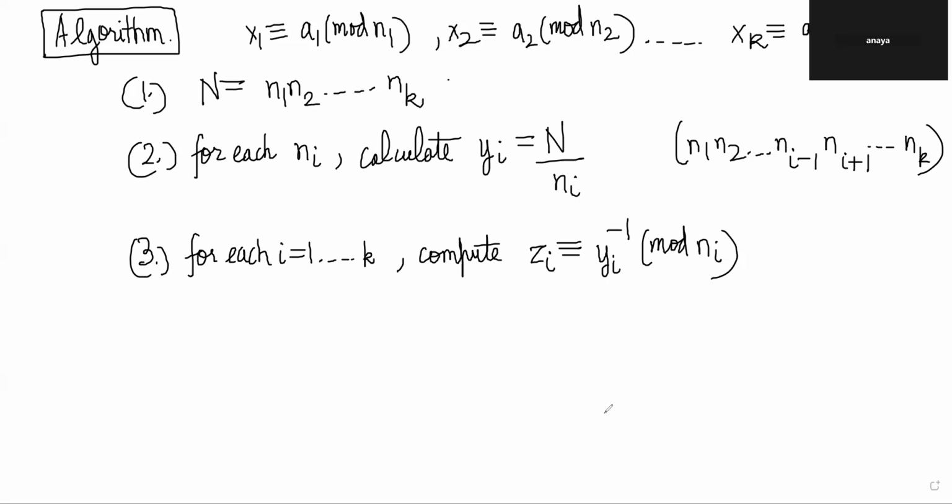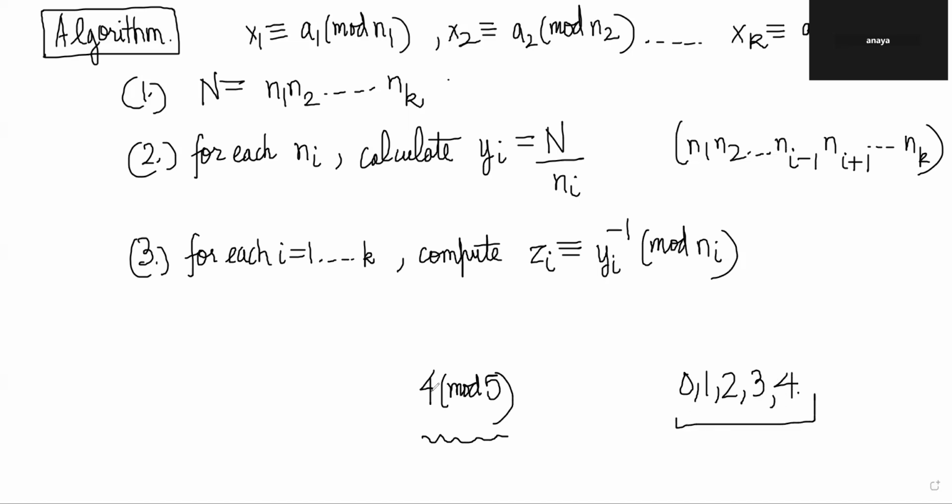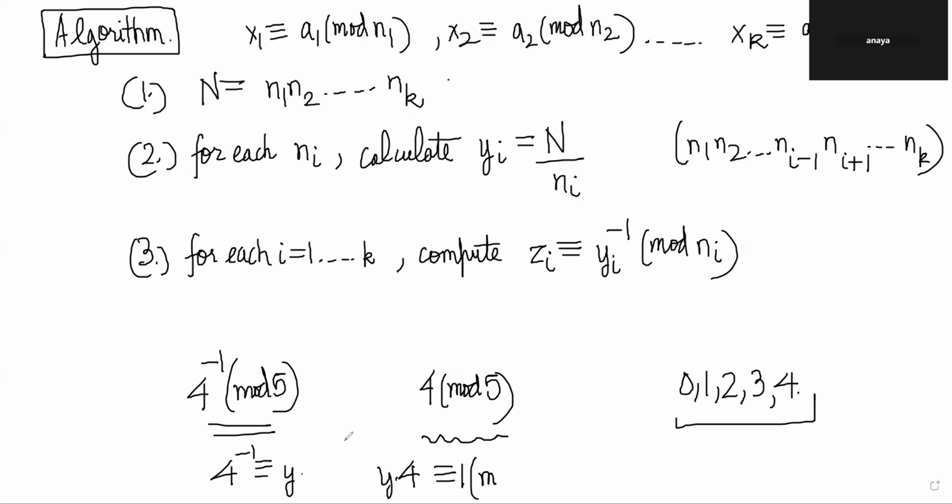Anytime you have, let's say, a 4 mod 5, when you do mod 5, the possible mods are 0, 1, 2, 3, and 4, right? We can try to find out what is 4 inverse mod 5. By inverse, what we mean is: 4 inverse, let's say, is y. So y times 4 should be equal to 1 mod 5. Do you understand what I'm saying?